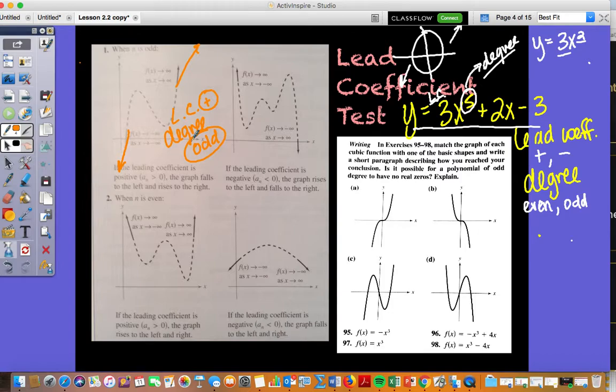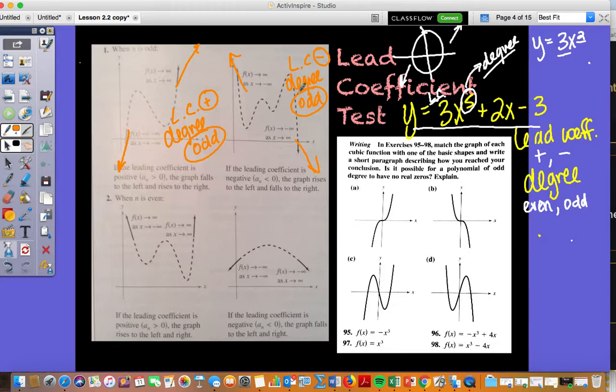Look at this one up here, the one that we rise to the left and fall to the right. What would be the lead coefficient, positive or negative? Negative, right? Look at the slope. Like, if I were to draw a line here, which I know it's not a line, it would be a negative slope, right? So think of this as the lead coefficient as negative. And what would be the degree here? Odd or even? Odd, very good.